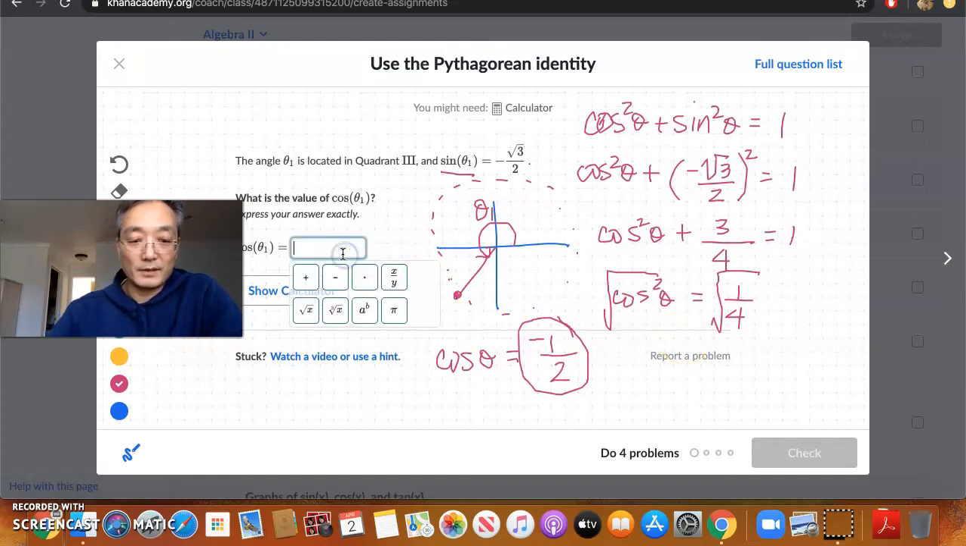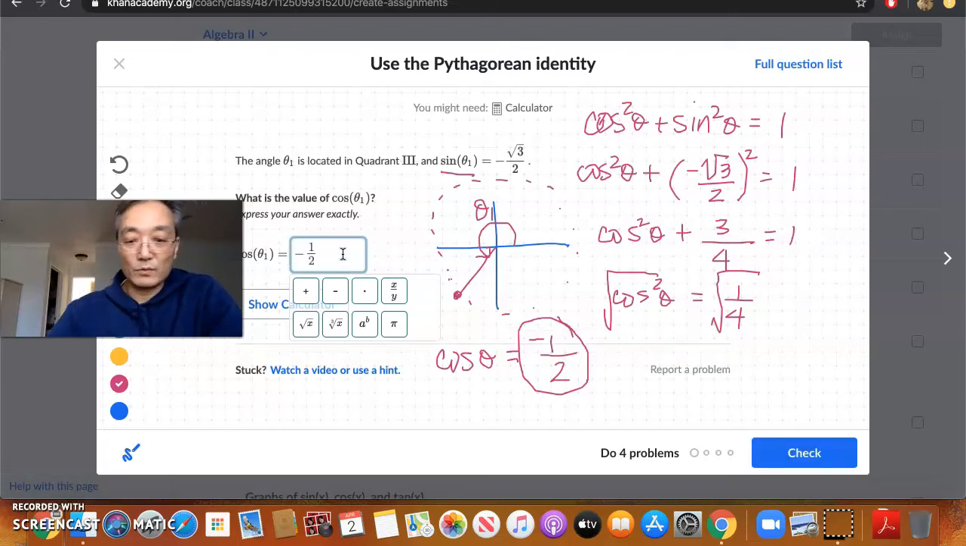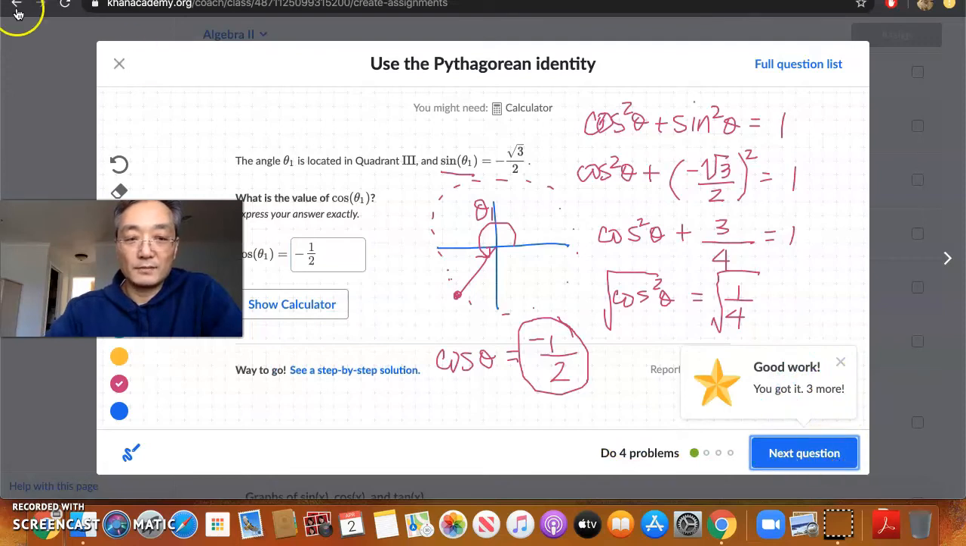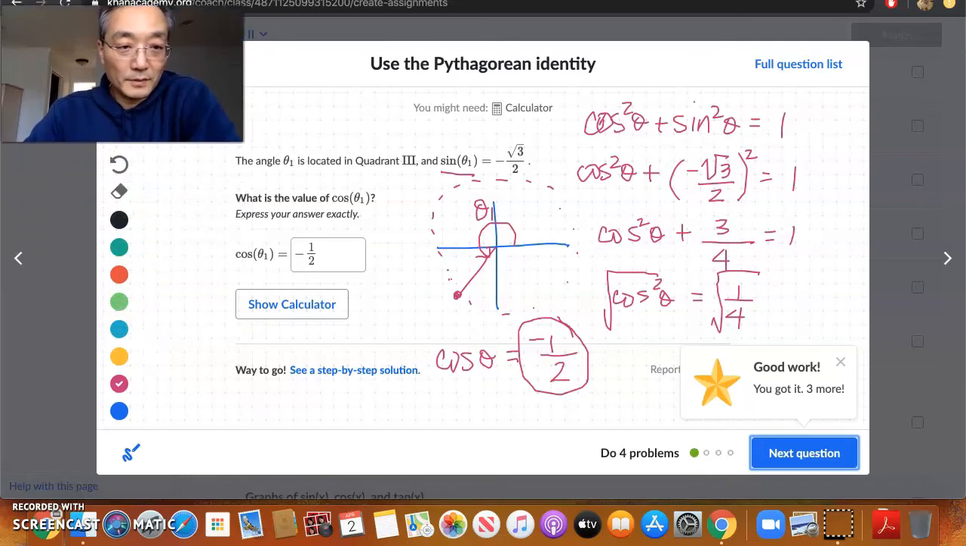So let's type that in. Negative 1 divided by 2, or negative 1/2. And if we check it, that is correct. Okay, now let's do another problem. I'm going to put myself way back up there again.